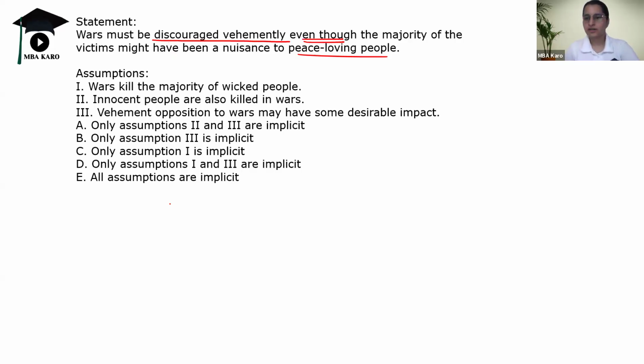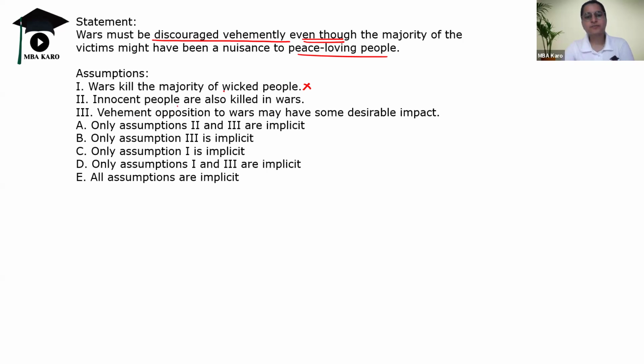Assumption one says, wars kill the majority of wicked people. Now, this they have already mentioned: even though the majority of victims might be a nuisance to peace-loving people, they're still discouraging the wars vehemently, right? So this is not implicit.